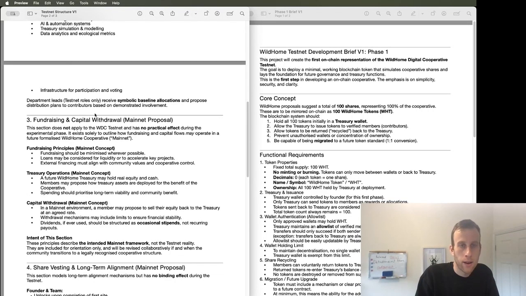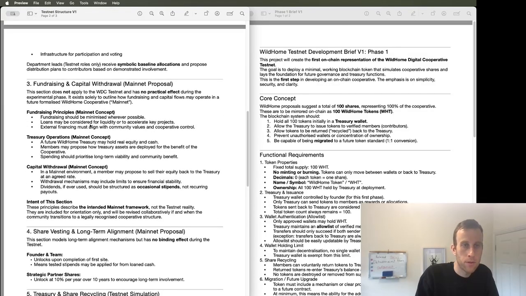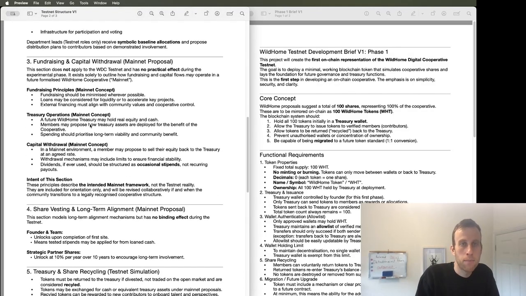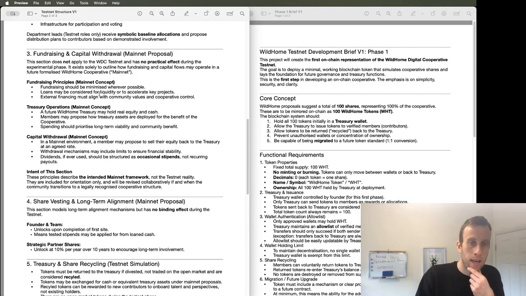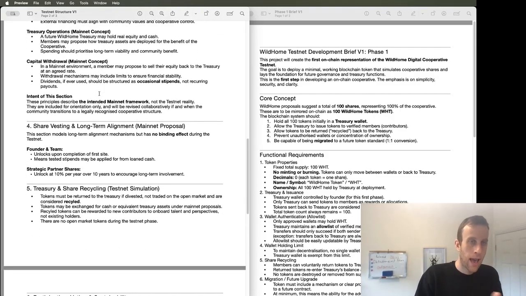Fundraising and capital, I'm going to skip over this because this is a mainnet proposal that isn't relevant yet, but the general principle is that equity holders will be able to sell their WildHome tokens in exchange for cash and assets held by the Treasury wallet. That is the WildHome Digital Cooperative Treasury wallet. That is how people can realise value from their potential future equity. The WildHome tokens are then absorbed back into the Treasury and can be reissued as required.